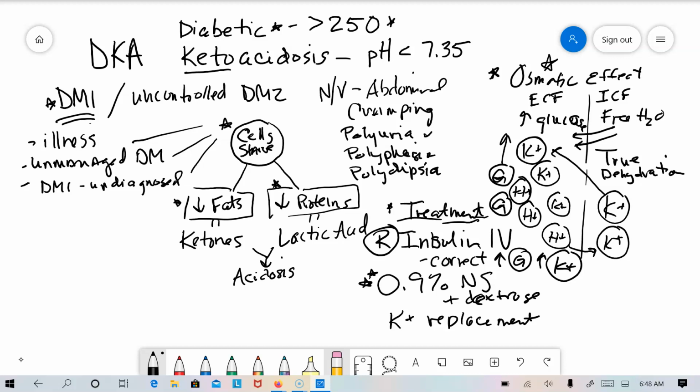ketoacidosis, and I hope my scribbles have helped you. And that is it.